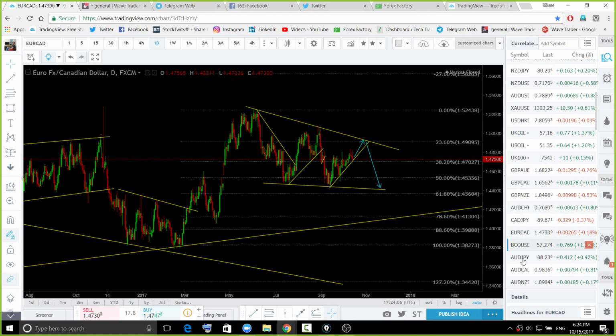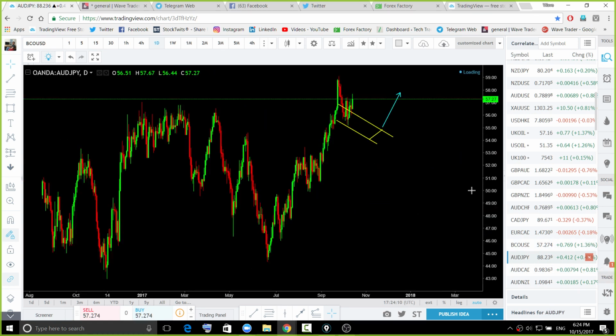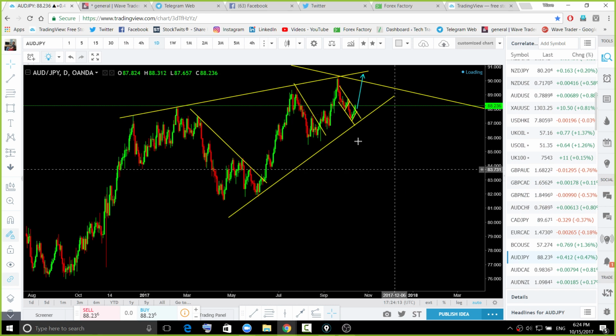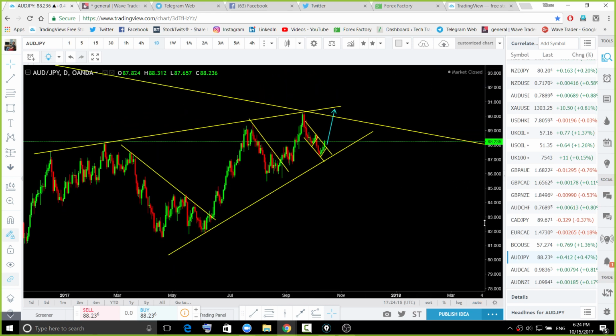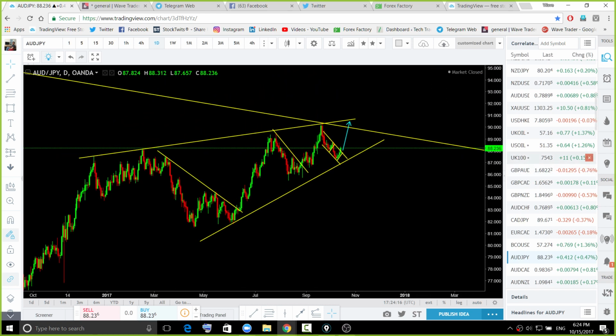Euro CAD, Aussie yen is quite similar to the CAD yen. Yeah, not a best pair to open a trade right now for me. One more up leg and then drop. Yeah, so similar formation like the CAD yen. So we're gonna hold on these pairs.